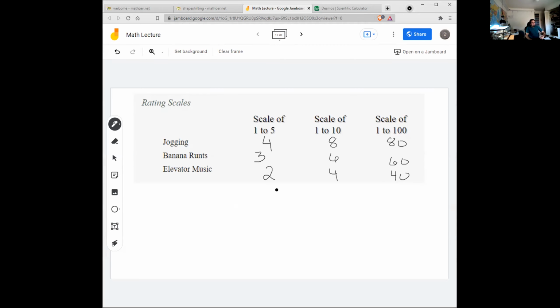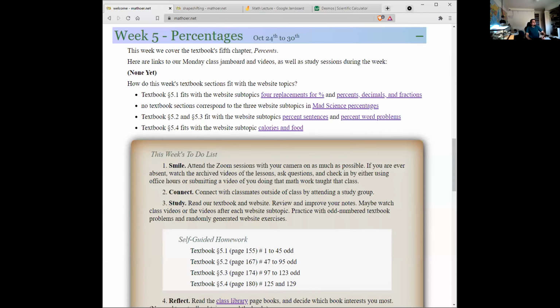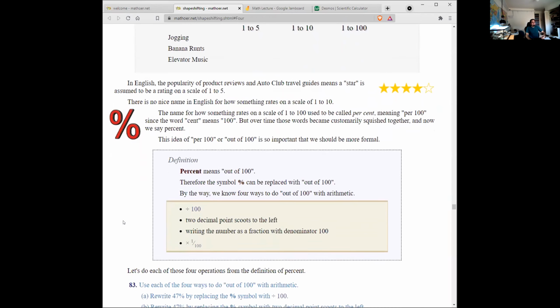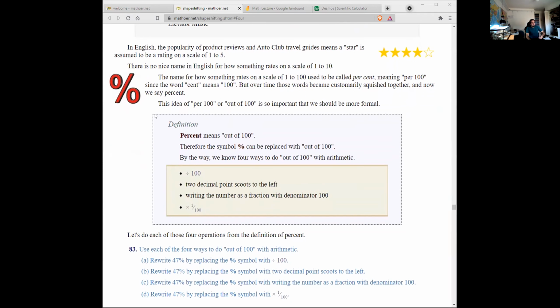The point is that this scale here, we have a name for. It used to be called per cent, per meaning out of, and cent meaning 100, like 100 cents in a dollar. But since English is a language that takes other languages and mugs them in the back alley and steals their vocabulary, this eventually became squished to be percent as one word instead of 2 words, and that's how we get percent today. So percent means out of 100.